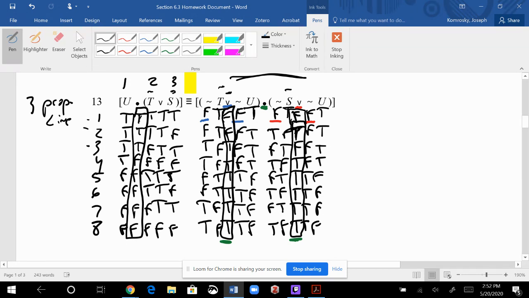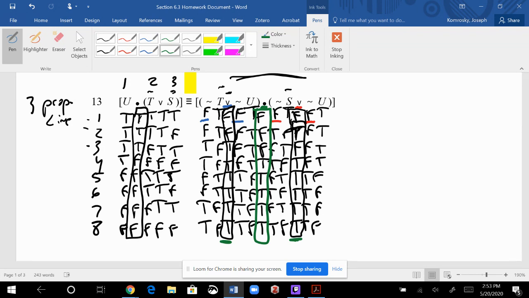Okay. So line one, I have a false and a false, so the whole thing is false. Second line, they both have to be true. So it's false. Both have to be true, so it's false. That one's true. This one's true. That one's true. That one's true. That one's true. Since that was the main operator on this side of it all, I'll put a green there.